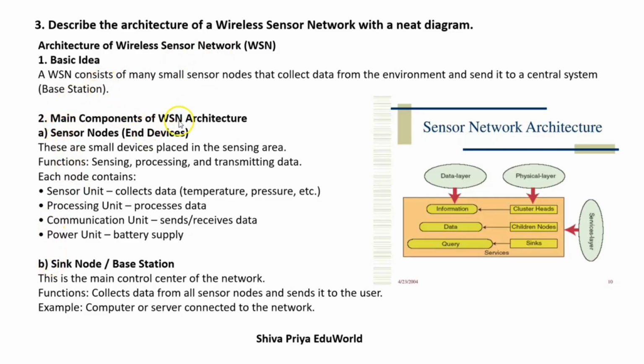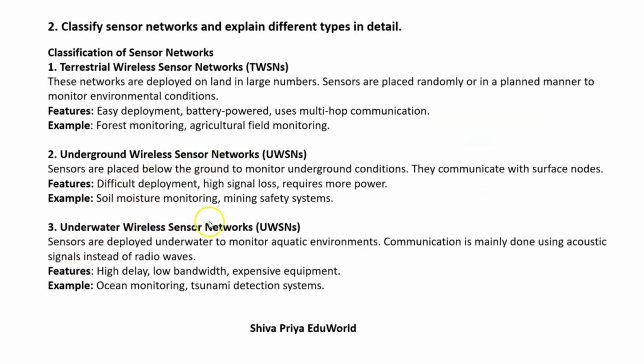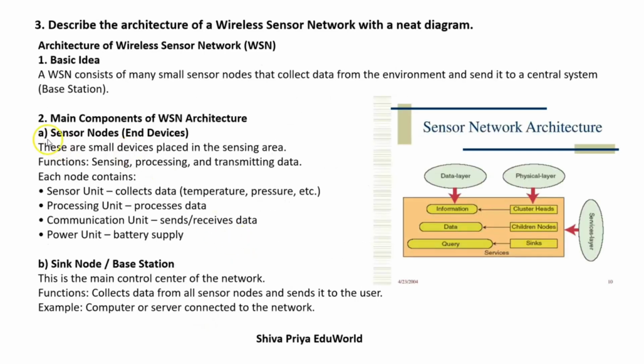The main components of wireless sensor network architecture are, first, sensor nodes, that is end devices. These are small devices placed in the sensing area. For example, in an underwater wireless sensor network, they are placed in oceans and water places. The functions are sensing, processing, and transmitting the data.